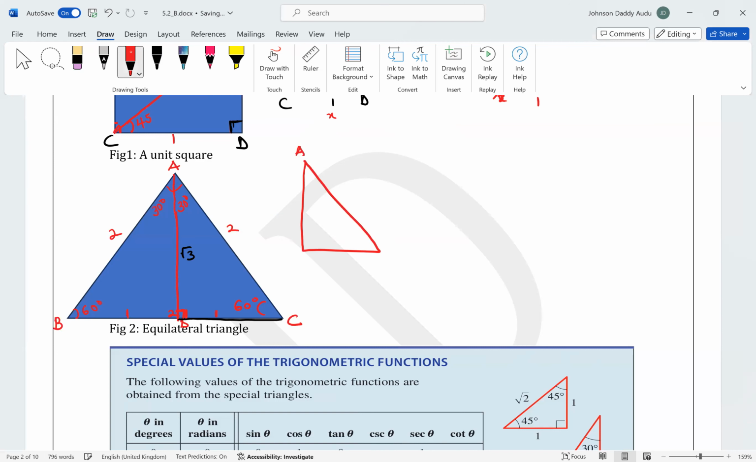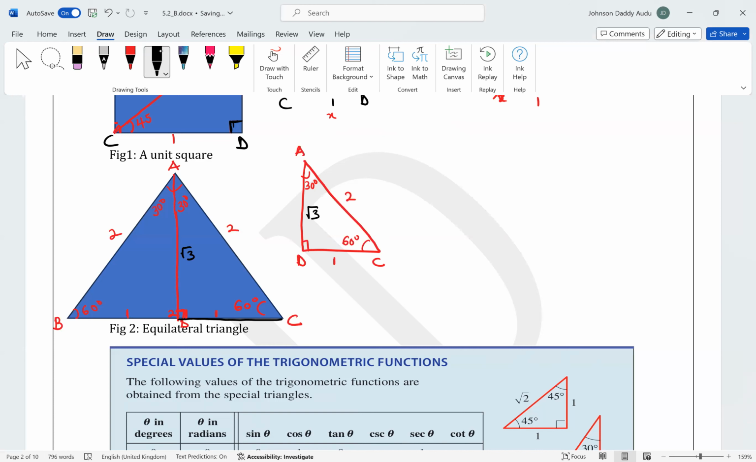So now I'm taking A, D, and C. Here is 90 degree. Here is 30. And here is what? 60 degree. So this is 2. This is 1. And this is the one we calculated, root of 3, using Pythagoras theorem.